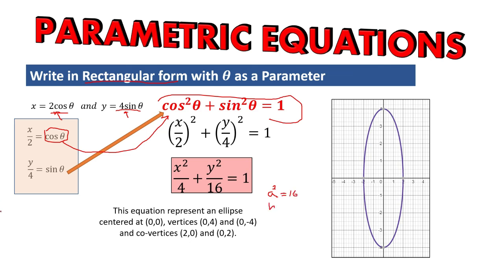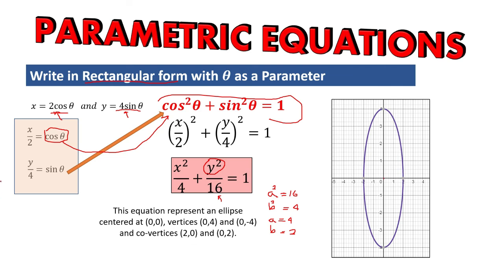and b squared is 4, a is 4 and b is 2. The center 0, 0. That's a vertical orientation because the a squared is in the denominator that has y. Vertical orientation.